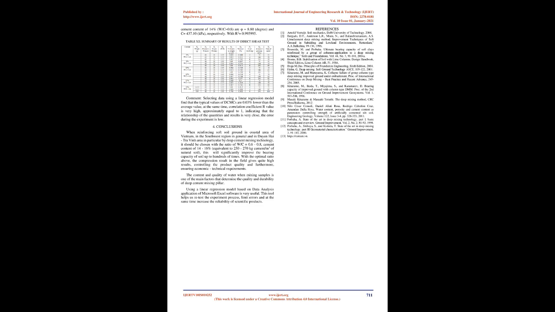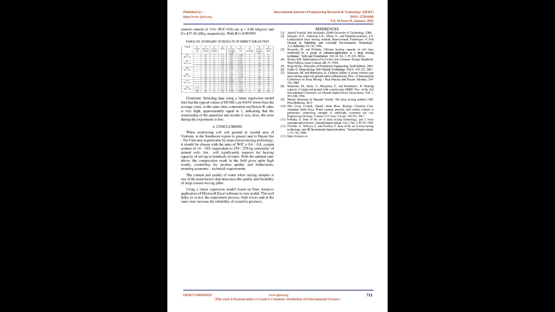Conclusions. When reinforcing soft soil ground in coastal area of Vietnam, in the southwest region in general and in Duyen Hai, Tra Vinh area in particular by deep cement mixing technology, it should be chosen with the ratio of W/C equals 0.6 to 0.8, cement content of 14 to 16%, equivalent to 250 to 270 kg cement/m3 of natural soil. This will significantly improve the bearing capacity of soil up to hundreds of times. With the optimal ratio above, the compression result in the field gives quite high results, controlling the product quality and furthermore, ensuring economic, technical requirements.